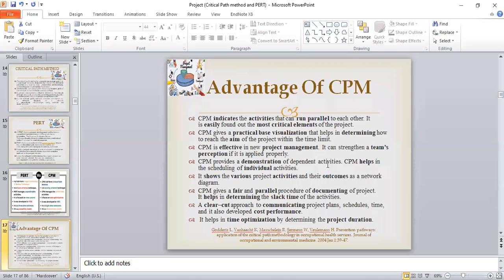It can strengthen the team perception if it is applied properly. It provides a demonstration. It shows the various project activities and their outcome as a network diagram. CPM gives a fair and parallel procedure document, a clear-cut approach to communicating project plan, schedules, and time. It helps in time optimization by determining the project duration.